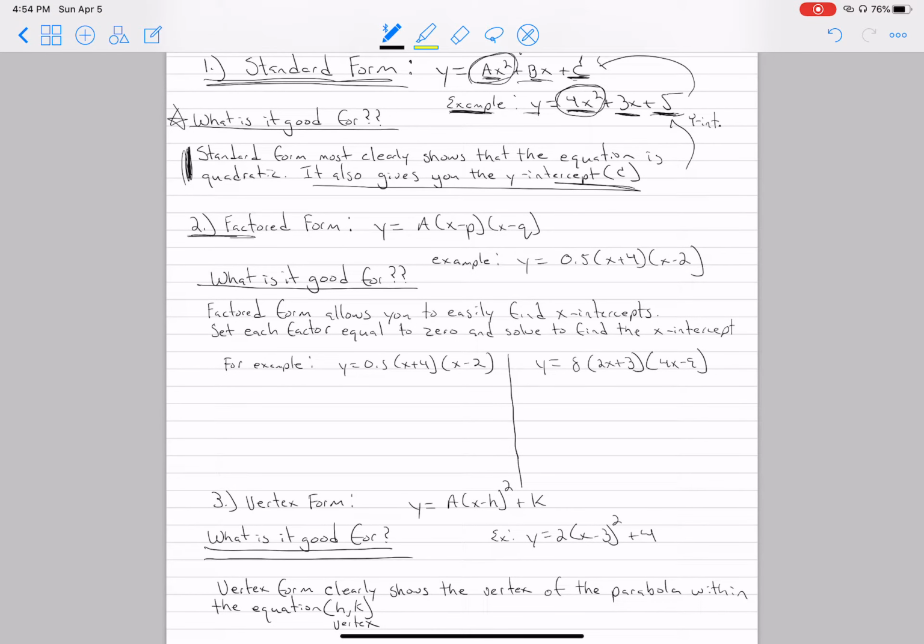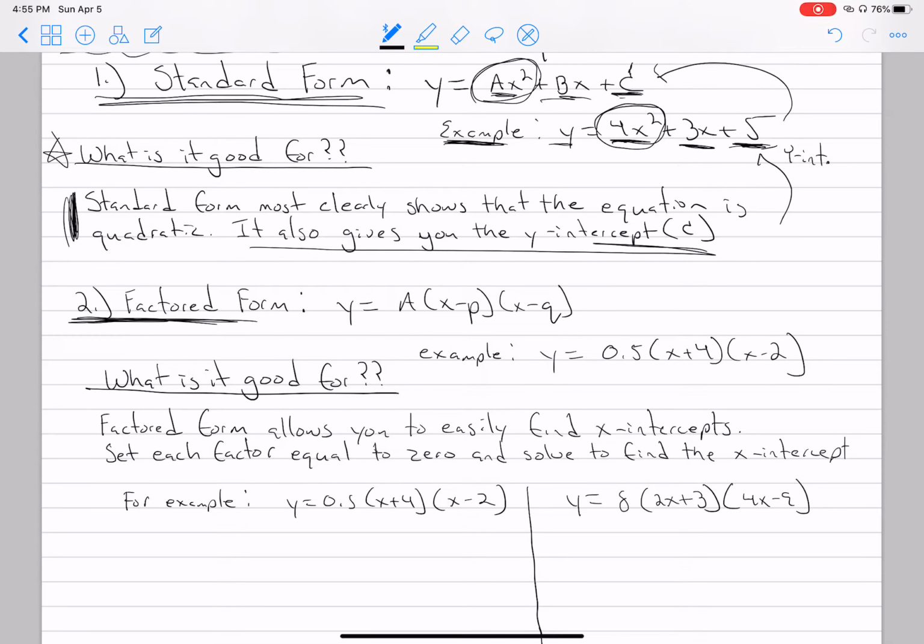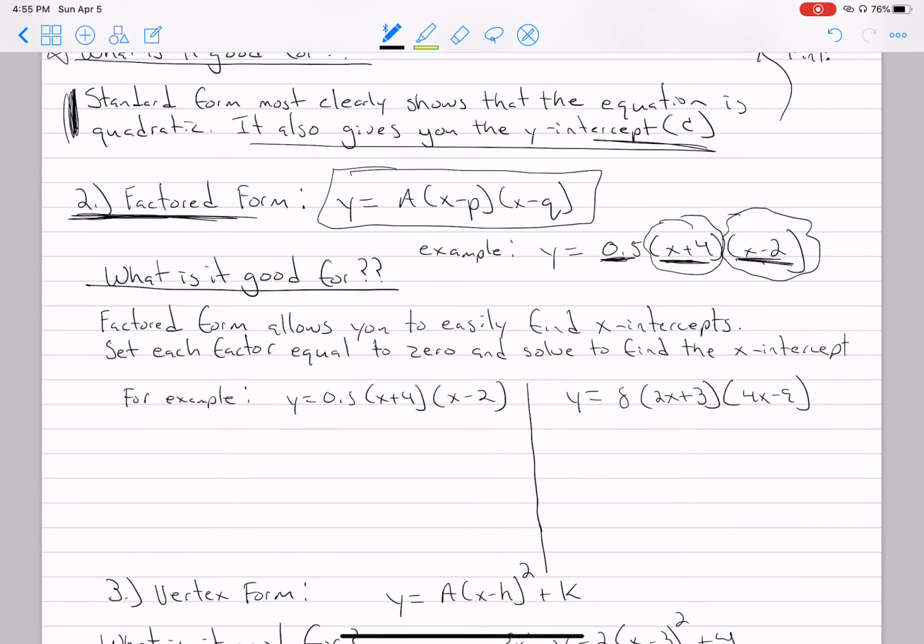Let's go to our second form, which is factored form. The generic version is y equals a(x minus p)(x minus q). So for example, y equals 0.5(x plus 4)(x minus 2). This is factored. We should see this. We just did a whole unit on this, right? We see it has two factors right here. Actually, it has three factors. 1, 2, 3 factors, okay? But these factors in parentheses, they are key.